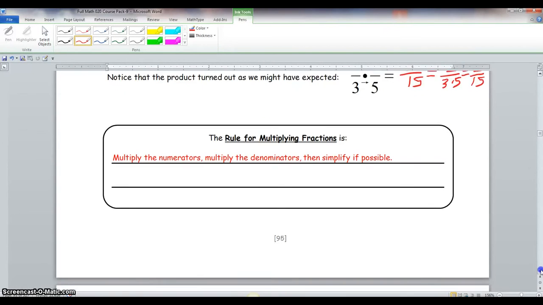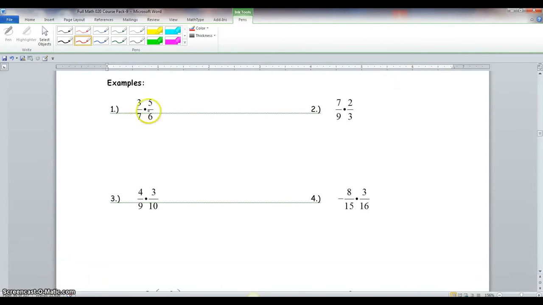Now, we go on to our next page. And we start here with our first example. So we multiply across, 3 times 5 is 15, and 7 times 6 is 42. Now we've already done the prime factorization of 15 before, which is 3 times 5. And we've done the prime factorization of 42 before, which is 2 times 3 times 7. Now we can simplify. These 3's will simplify out, and you will be left with 5 over 14.